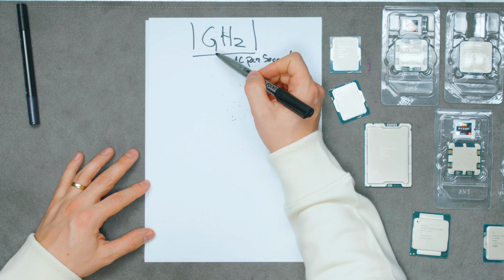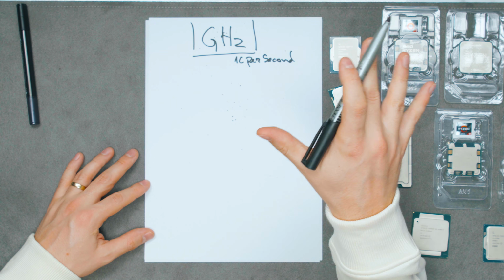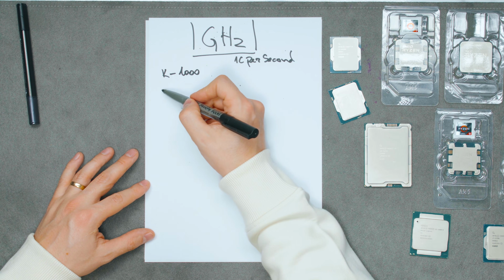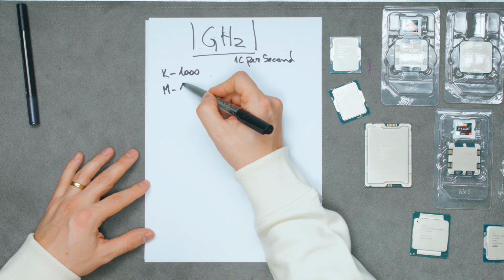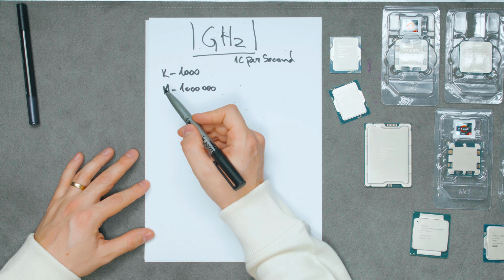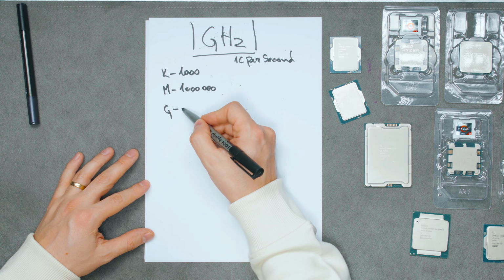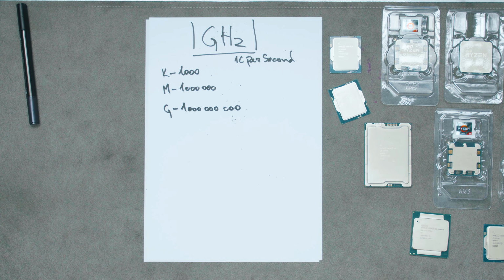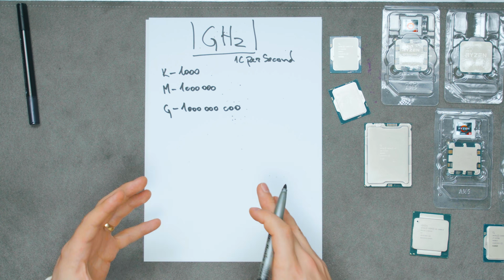Now, that G here means giga. And let me just remind you how this works. If you know kilo means 1000, after kilo we have a mega, which is 1 million. After mega we have giga, which is 1 trillion operations per second, refreshment cycles per second.